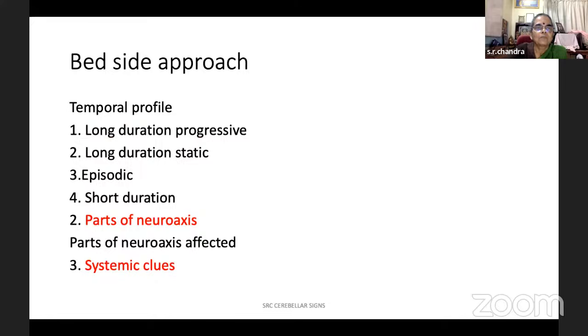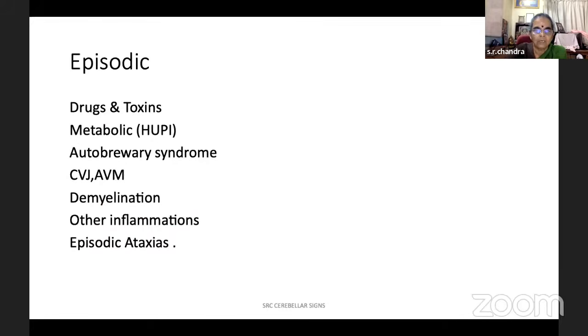Then at the bedside, as I have told, we have to get all the information on time, age and so on. Long duration progressive is degenerations, long duration static is a static insult, episodic is episodic ataxia, and short duration may be vascular, demyelination, tumors, or trauma, along with the parts of the neuraxis which are affected. In addition, are the posterior column, corticospinal tract, and systemic features involved? If you put all that into a table at the end of your patient's examination, you will land on the diagnosis.